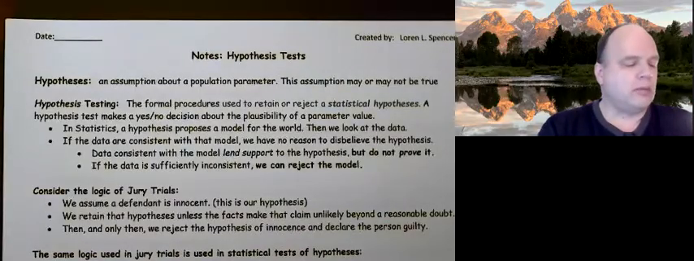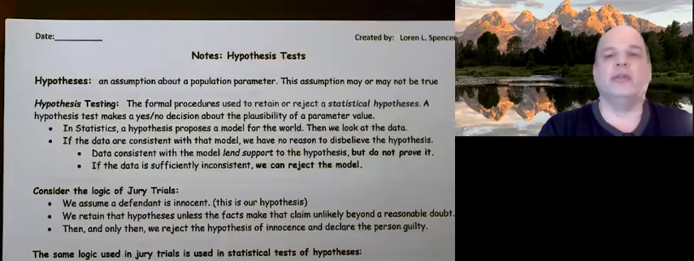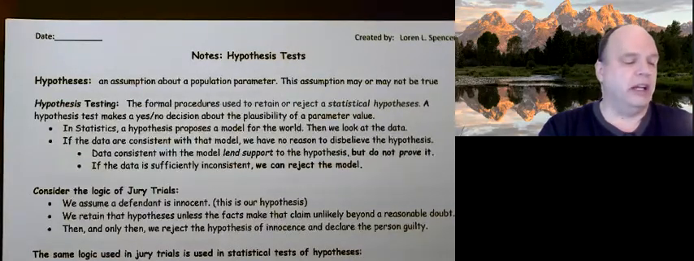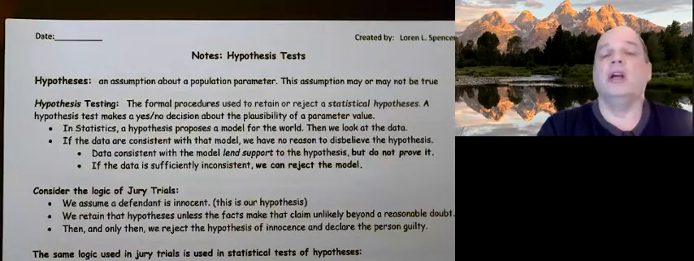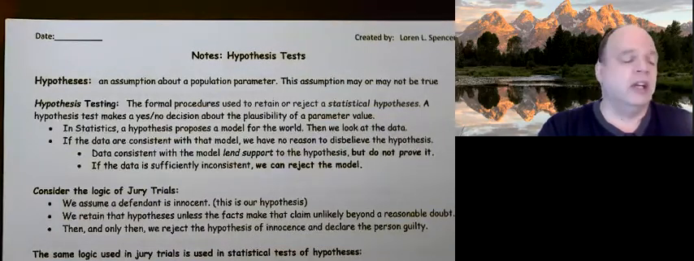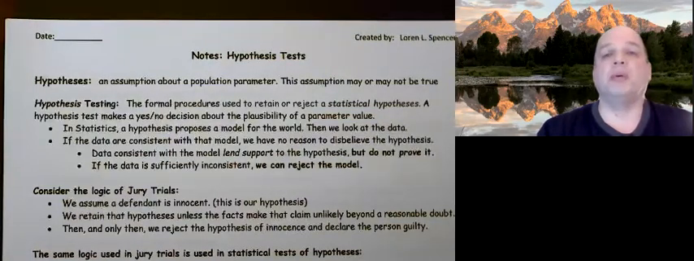Okay, so previously we've talked about confidence intervals as one way to make determinations about population parameters, having collected data. Now we're going to talk about hypothesis tests. And I know you've used the term hypothesis in science. Just as a review, a hypothesis is just an assumption about a population parameter. Of course, the assumption may or may not be true. It's just what we currently believe to be true, based on other things we've observed.